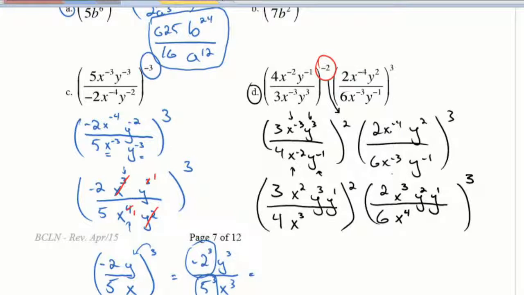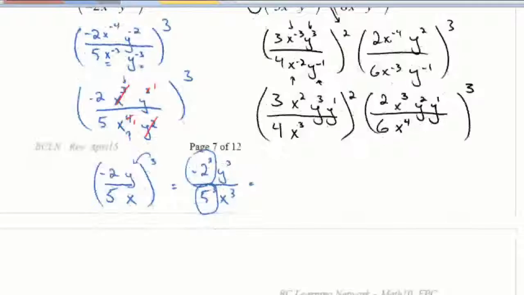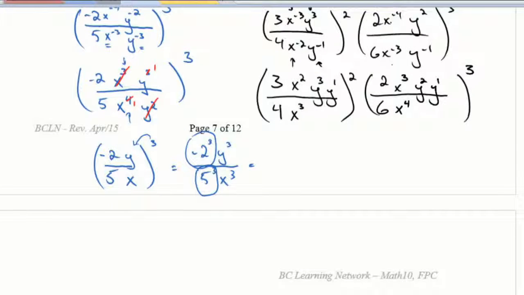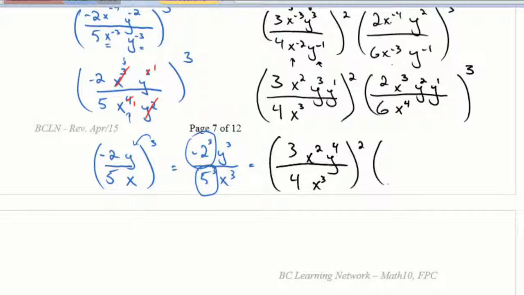And we're off to the races. All right. Maybe I'll combine my y's together. I have y's on the top. So I get 3x squared. When I multiply, I add. So y to the 4, x to the 3, all squared. And 2 over 6, x to the 3, y to the 3, x to the 4. So all I've done there is combine my y's together.